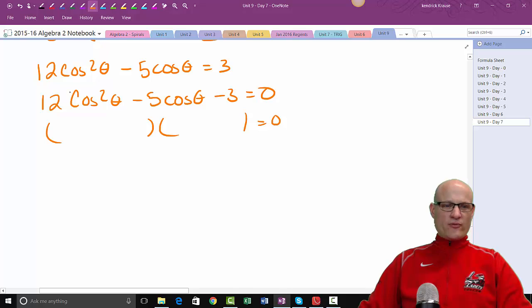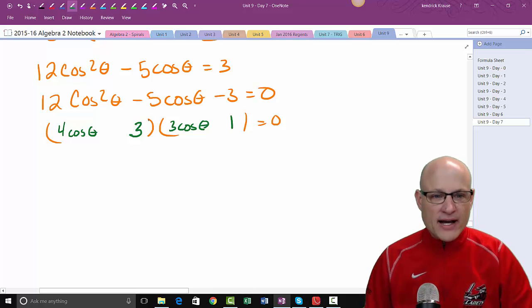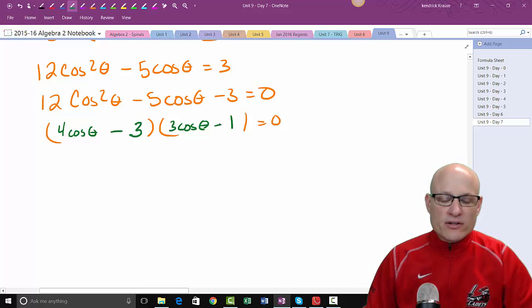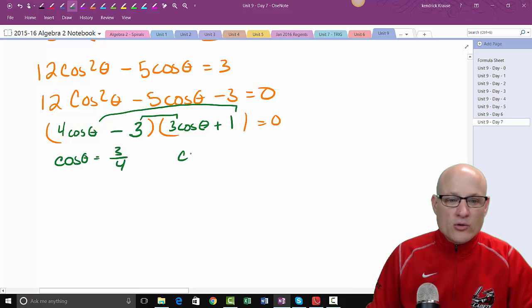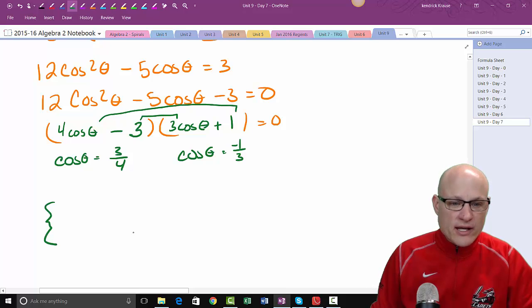I'm pretty sure we're going to do 4 cosine theta and 3 cosine theta. I can't put the 3 there, so 3 would have to go here, and the 1 would have to go here. And this is 9 and 4. 9 and 4 would make 5. I want negative, so this is positive, and that's negative, and this is positive. Because this is negative 9, and this is positive 4. Okay, there we go. So my 2 answers are cosine theta equals 3/4. No problem there. And cosine theta equals negative 1/3. No problem there. We're going to get 4 answers.